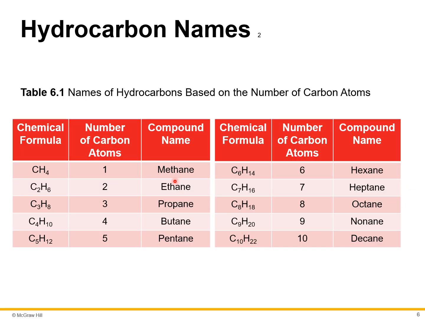Well, naming hydrocarbons is important for us. For instance, if there's 1 carbon in your structure, we use the word meth. If there's 2 carbons, we use eth. 3 carbons, prop. 4 carbons, but. 5 carbons, pent. 6 carbons, hex. 7 carbons, hept. 8 carbons, oct. 9 carbons, non. And 10 carbons, dec. And the ane means that they're all single bonds.